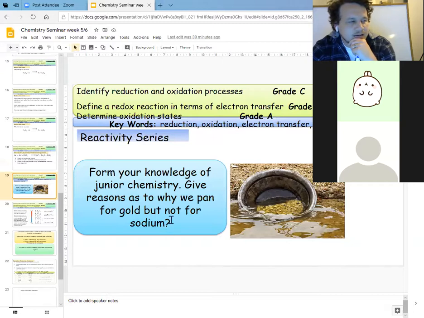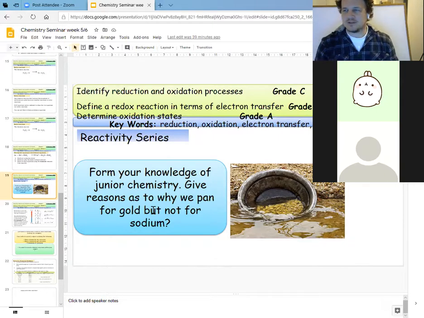So again, another tutorial question, and it's all to do with reactivity, and there's a reason we don't put sodium in water, and have a look at that reason.